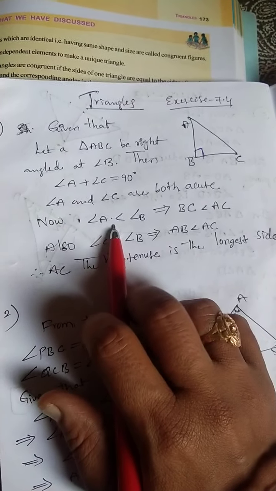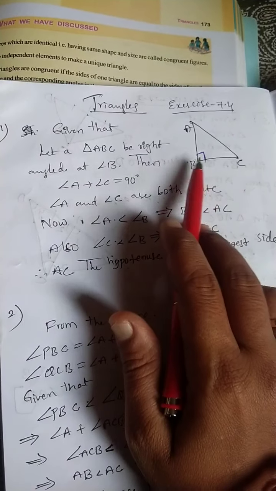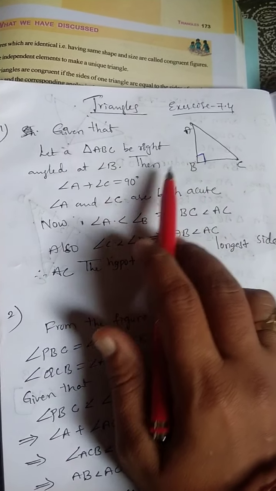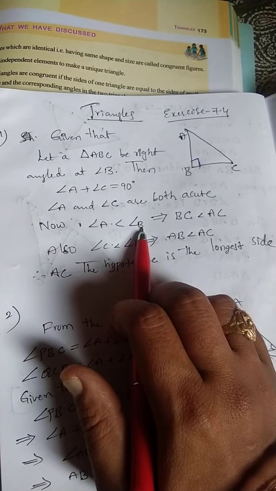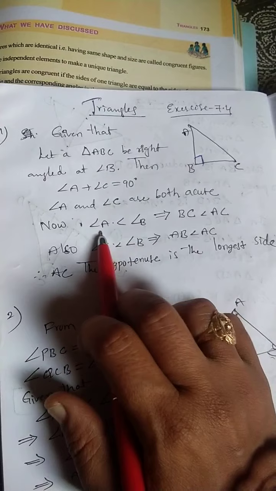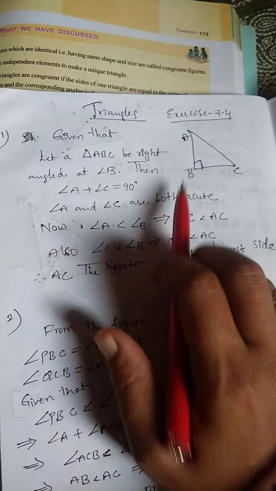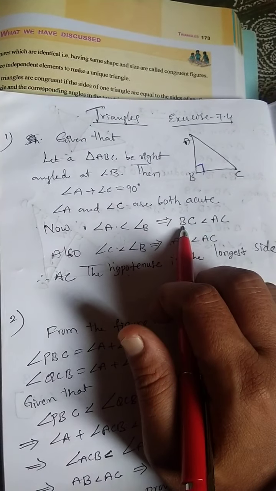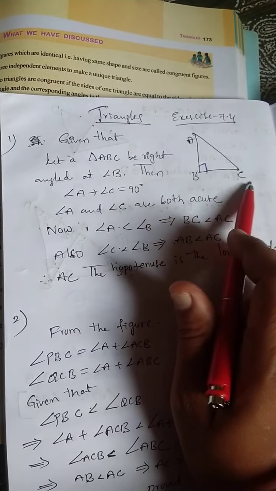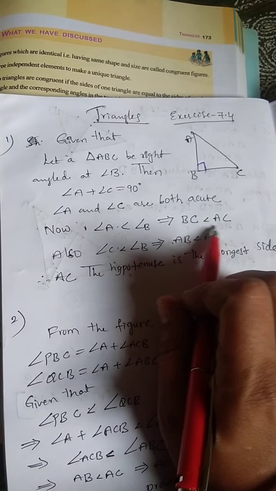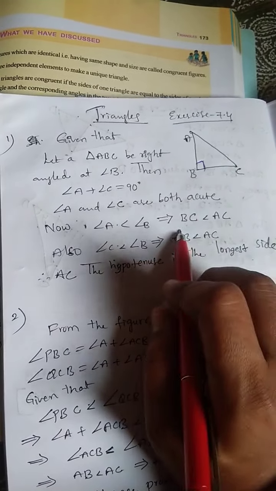So now angle A is less than angle B. This is an acute angle, and angle B is 90. Acute means less than 90. So angle A is less than angle B. Now if angle A is less than angle B, then we should take the sides. Angle A's opposite side is BC, so BC is less than AC. Angle B's opposite side is AC. So if BC is less than AC, AC is the greatest side when compared to BC.